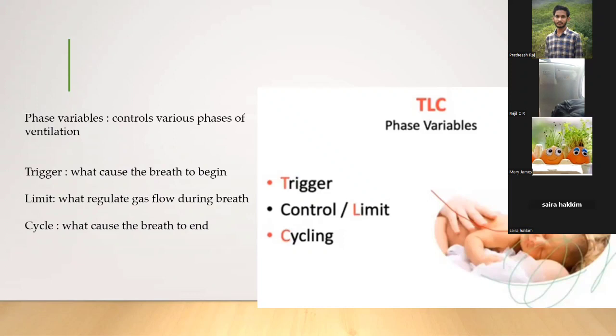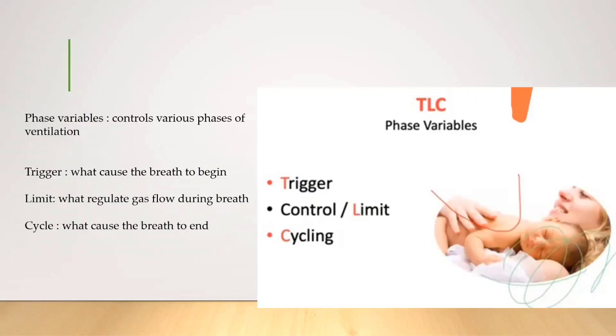Limit can be volume or pressure. In volume controlled ventilation, volume is the limit. Pressure is the limit in pressure controlled ventilation. So in PC, pressure controlled ventilation, the pressure is set and the volume will vary. That is, the tidal volume will vary depending on the compliance and resistance. So in pressure controlled ventilation, pressure is set and the tidal volume varies depending on the compliance and resistance. And the advantage is there is no barotrauma.